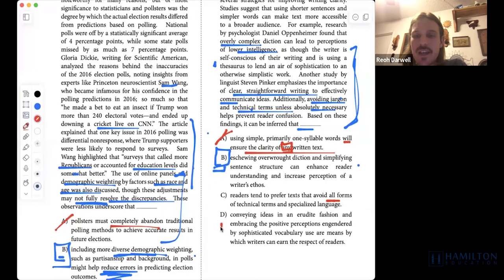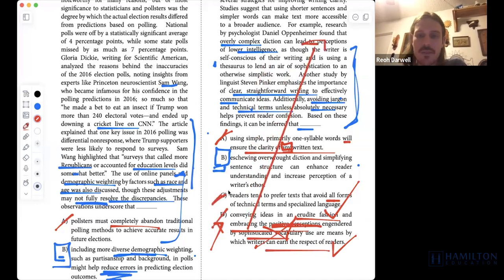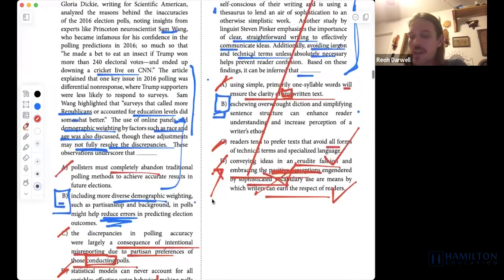And then finally, D, you might need to do a little translation, right? Conveying ideas in an erudite fashion, meaning clearly, and embracing the positive perceptions engendered by sophisticated vocabulary earns the respect of readers. Okay, so this is good, but sophisticated vocabulary doesn't lead to positive perceptions. It leads to negative perceptions, right? So that's why we can also get rid of D. And that's how we get through 14 and finish up the reading section on this first model.